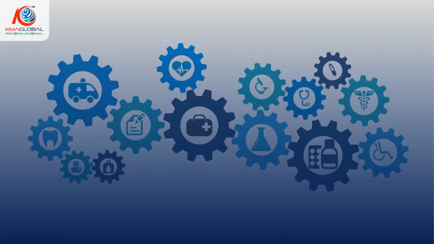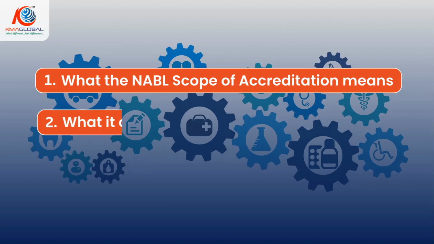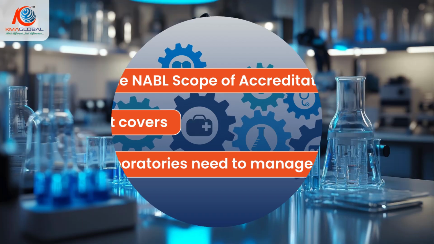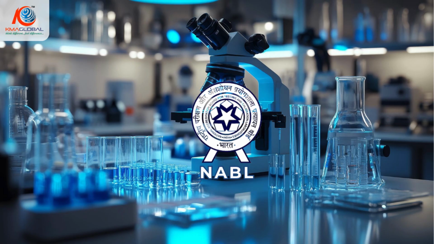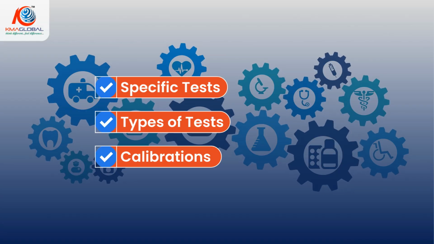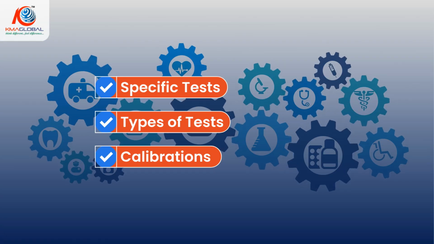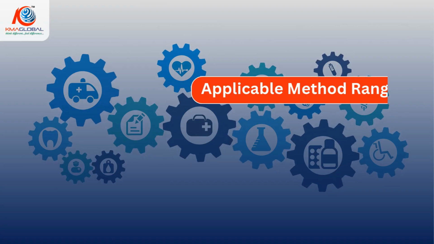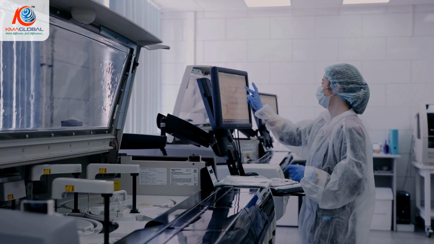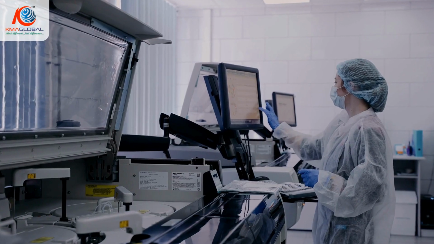In this video, we'll understand what the NABL scope of accreditation means, what it covers, and why laboratories need to manage their scope carefully. According to NABL, the scope of accreditation identifies the specific tests, types of tests, or calibrations for which a laboratory has been assessed and found competent. It can include details such as the applicable method range and measurement capability wherever relevant. In simple terms, your scope defines the specific boundaries of your NABL accreditation.